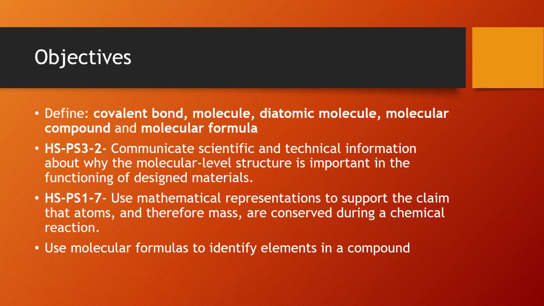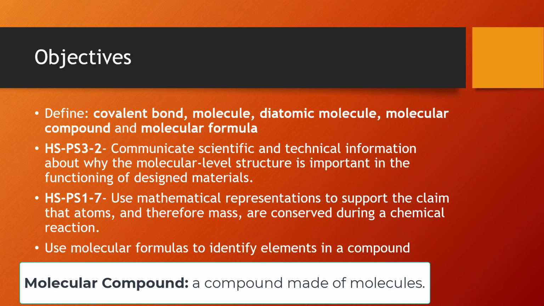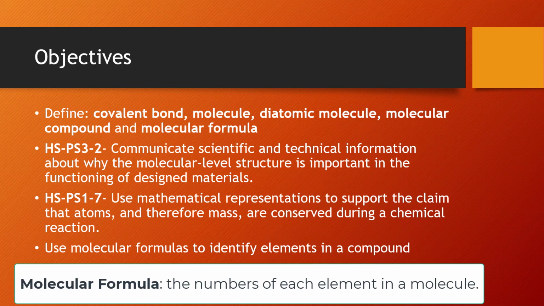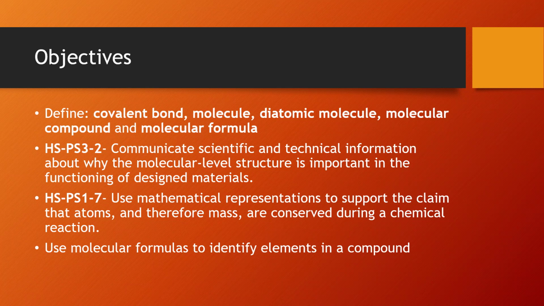Molecular compound. A molecular compound is a compound that is composed of molecules. And molecular formula. This is how we write down what elements are present and in which numbers they are present in a molecule. This topic fulfills HSPS 3-2, communicating scientific and technical information about why the molecular level structure is important to the functioning of designed materials, and HSPS 1-7, using mathematical representations to support the claim that atoms, and therefore mass, are conserved during a chemical compound.